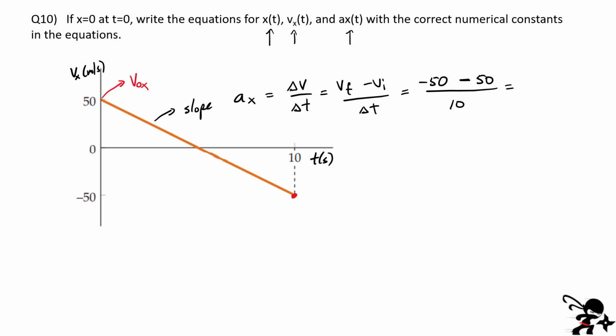10 seconds is the whole period of time for this. So we get minus 100 over 10. At the end of the day, we get an acceleration in this x direction, which gives me minus 10 meters per second squared. Okay, so that's kind of an important equation. That is a constant value, right? So that is really this part right here. This part is the acceleration in the x direction.